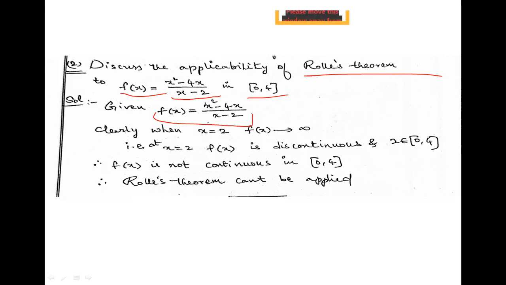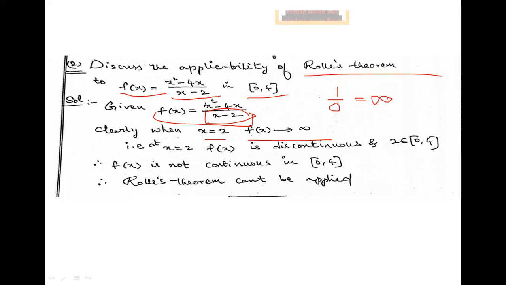Okay, and we can see that if x is equal to 0, then f of x will be equal to infinity because of the denominator. What is 1 by 0? It is infinity. So if the denominator becomes 0, then the function will become infinite.